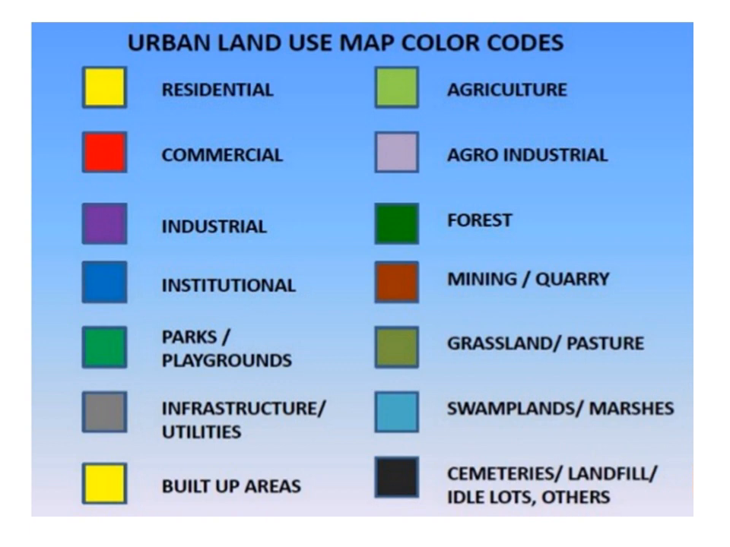Then urban land use map color codes. So these are the different zones and different colors which are to be adopted while preparing the map of a city, showing residential, commercial, industrial, institutional, parks, playgrounds, infrastructure utilities, built-up areas, agriculture, agro-industrial, forest, mining, grassland, swamplands, cemeteries and landfill.